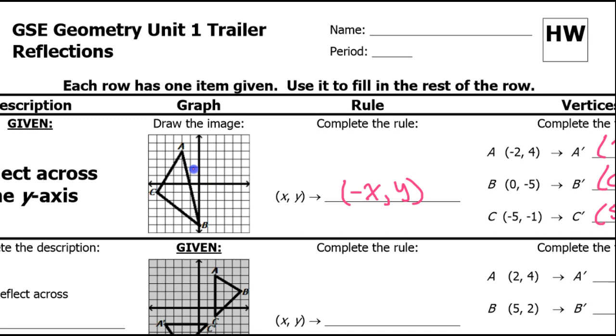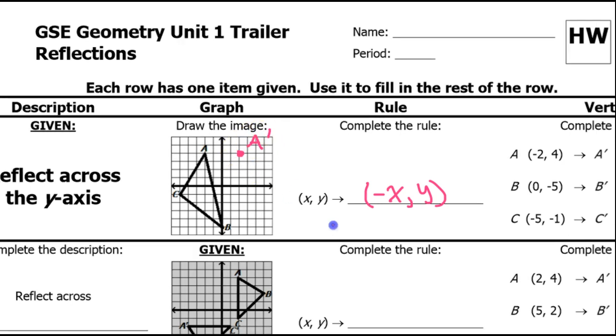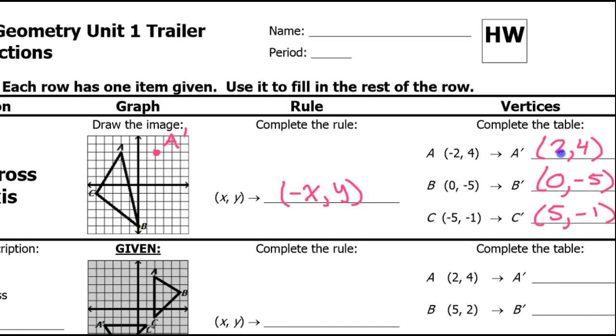But I want to point out the common sense aspect of this as well. If I want to reflect across the y-axis, it's probably quicker just to look at the graph. Point A is 2 units to the left of the y-axis, so A prime will be 2 units to the right. Now that does match what we came up with algebraically. You'll notice this is the point (2, 4).